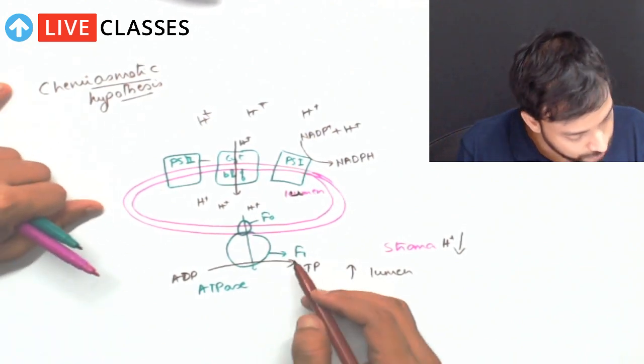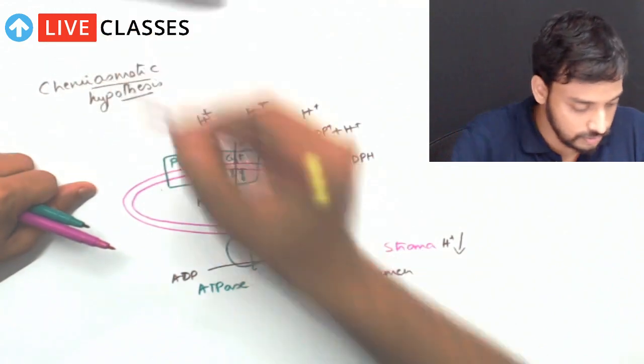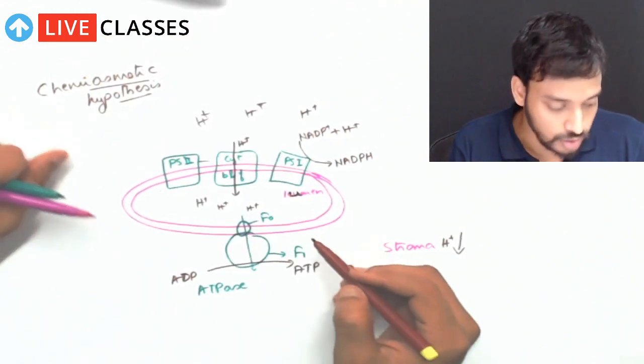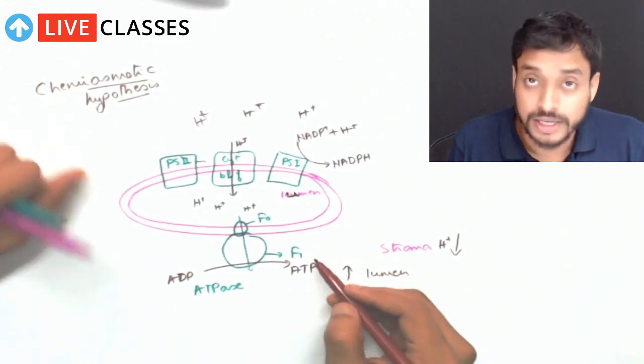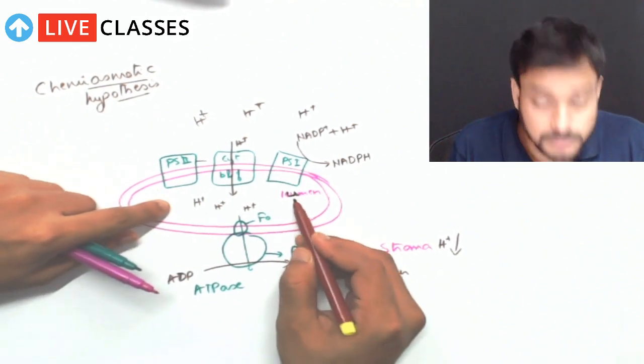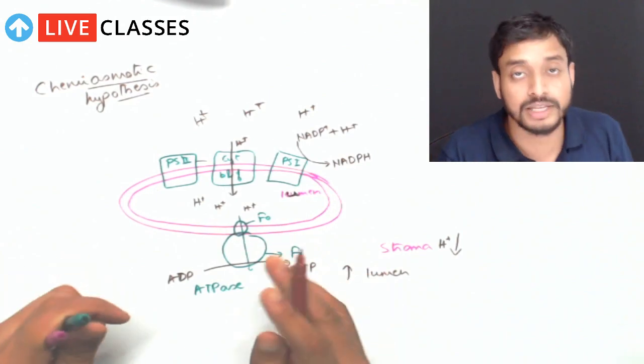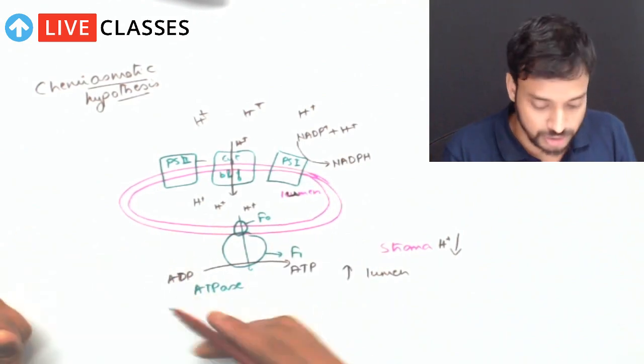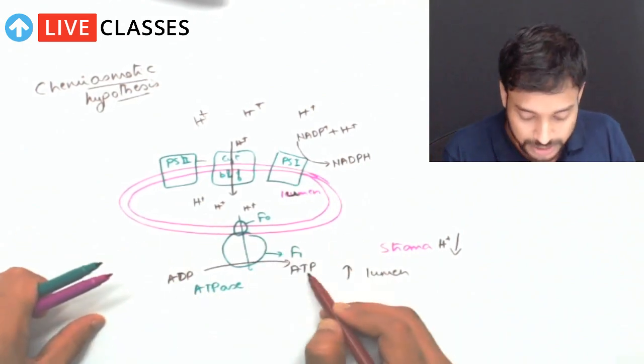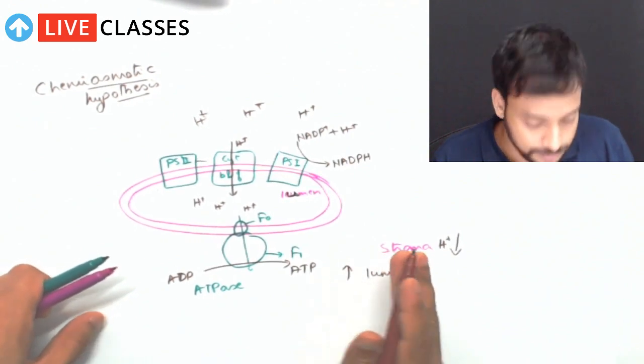So let's see. Okay, so I hope you have understood this part. This is called the chemiosmotic hypothesis, in which you see this chemical gradient is very much necessary so that this ATP is synthesized, correct?